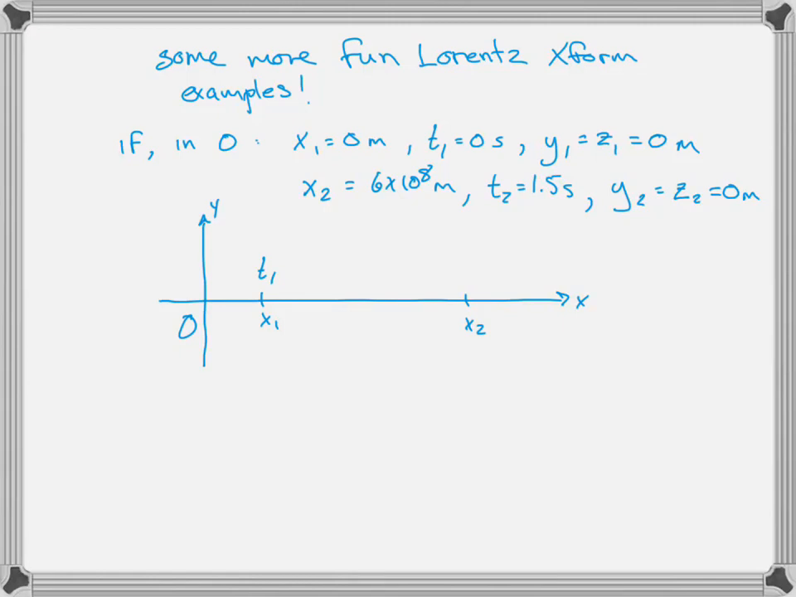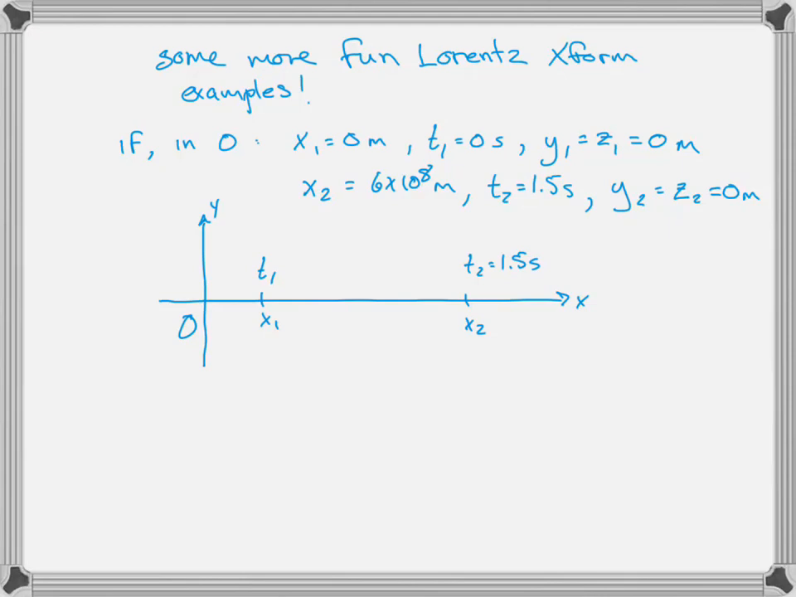And let's say we have a second event that happens down the road. Say it happens 6 times 10 to the 8th meters down the road. That's 600 million meters. It's just to make the numbers nice. I made a large x. You'll see why. But the second event happens at x2, and that happens 1.5 seconds later. And we're not worried about y and z. We're just happening in one dimension.